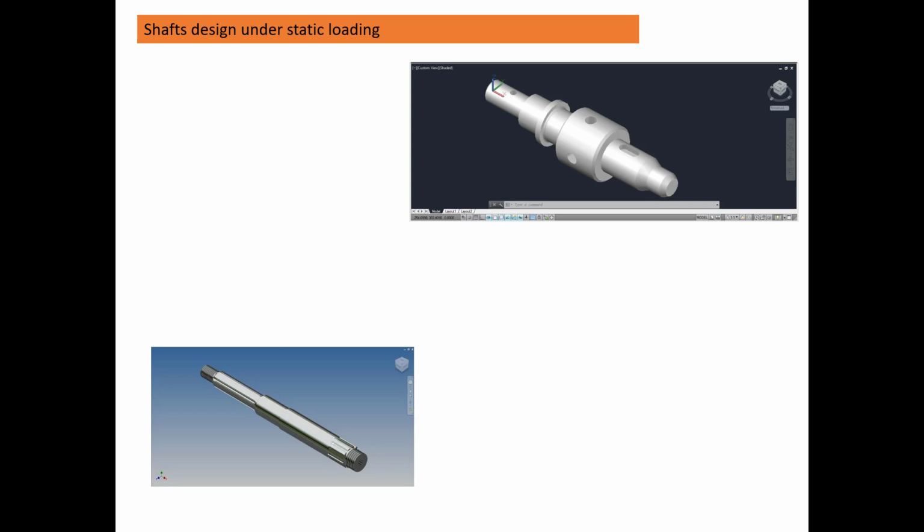Okay, so this is another picture that shows some of these features. Sometimes we use locking nuts, so we need to create some kind of threads there, keyways, different diameters, step diameters, etc., holes, and so on.